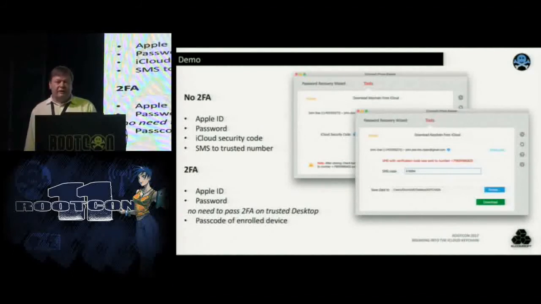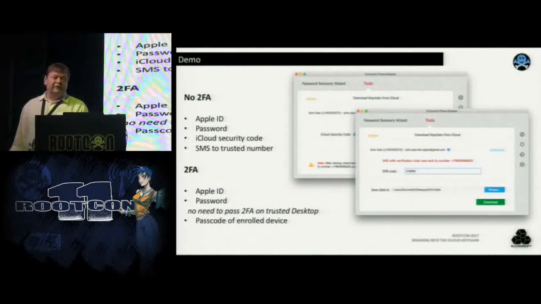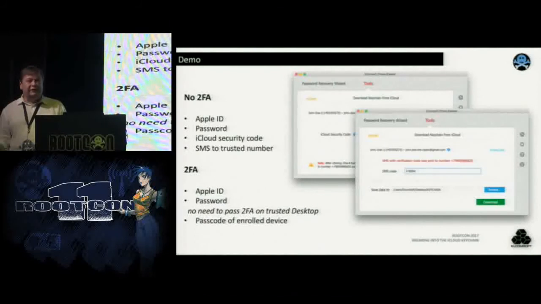And if two-factor authentication is set, all you need is the Apple ID, password, and the passcode of one of the devices enrolled into the iCloud keychain, which looks a little bit easier. Also, it's important to know that if two-factor authentication is enabled, then the iCloud keychain is always stored in the iCloud, in the escrow service. If two-factor authentication is not enabled and the iCloud security code is not set, then the iCloud keychain is synced directly across the devices, and no third party, even theoretically, is able to access it.